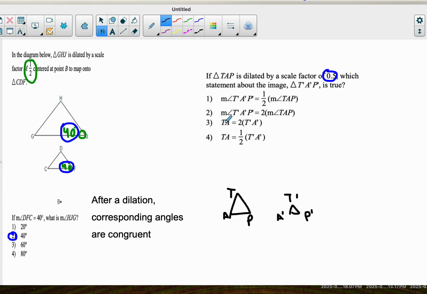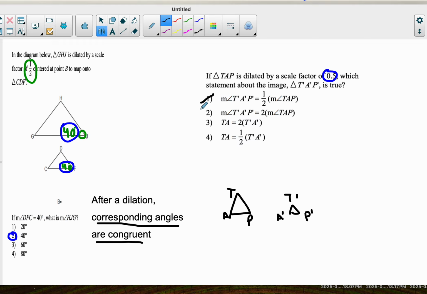So the first one says the measure of angle T prime, A prime, P prime, so this angle over here, is half the measurement of its corresponding angle in the original angle TAP. And that sounds reasonable because the scale factor is 1/2, so this should be half of this if it were talking about sides. But since it's talking about angles, we know that after a dilation, corresponding angles are congruent. So the corresponding angles actually don't change the measurement. So the angle over here and its corresponding angle over here would actually have the same measurement. So that one is not the right answer choice.